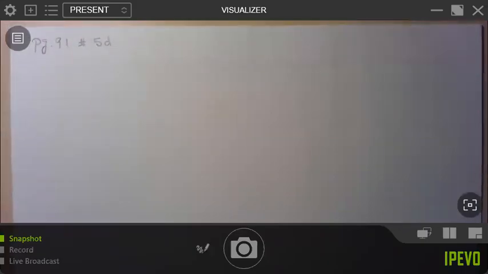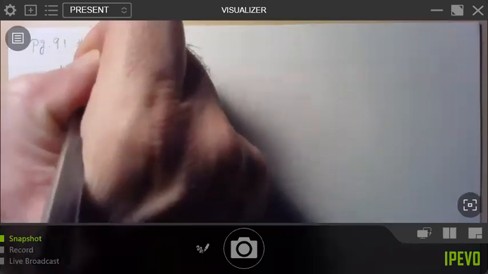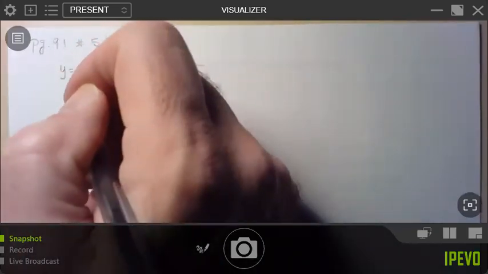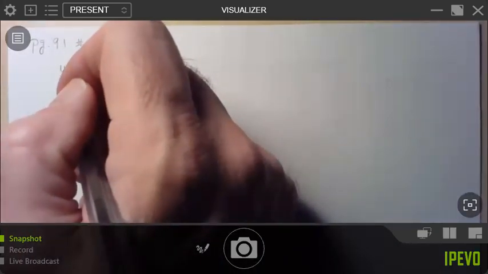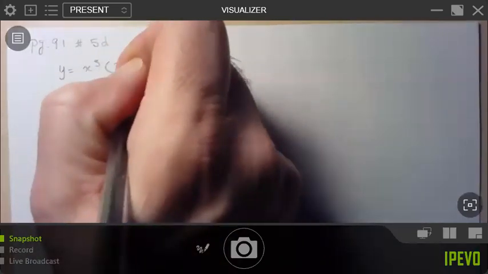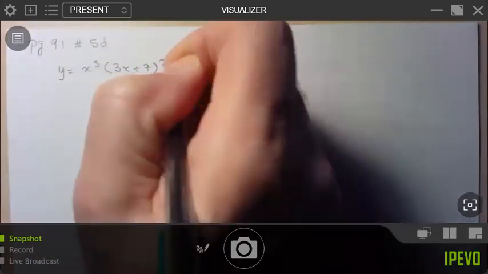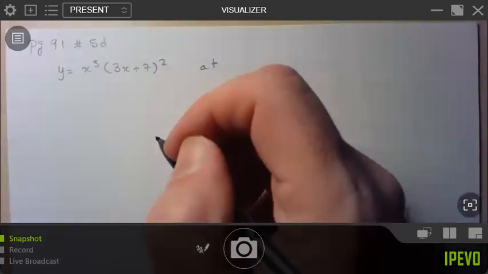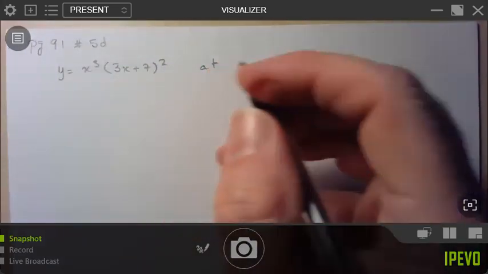All right, so 5D, they're asking us to determine the derivative of this function. So we've got x cubed times (3x + 7) squared. So we have y equals x cubed times (3x + 7) squared. And then here they want us to find that at x equals -2.